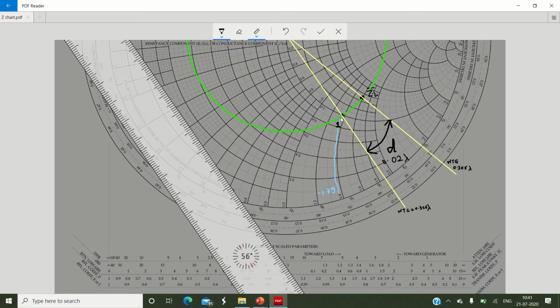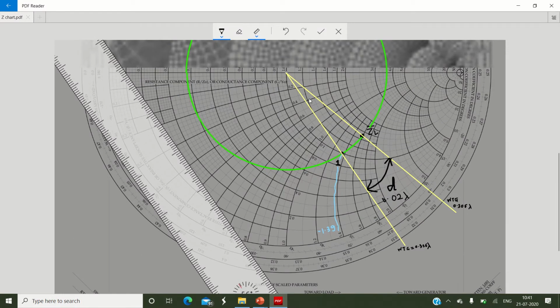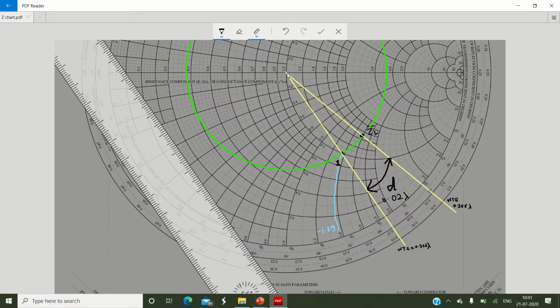So what we need to do so that the value at point number 1 will become only 1 is add the same reactance with opposite polarity. If we add plus 1.39 to this point, plus 1.39 will remove minus 1.39 and we are left with 1. This is what we want to make. 1 is nothing but the center of the Smith chart, and this is how we can accomplish impedance matching using a transmission line.